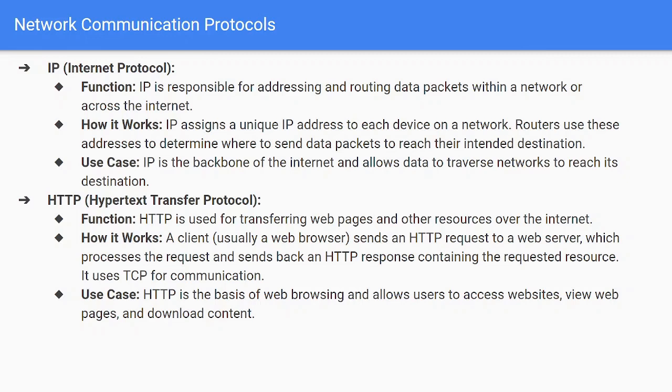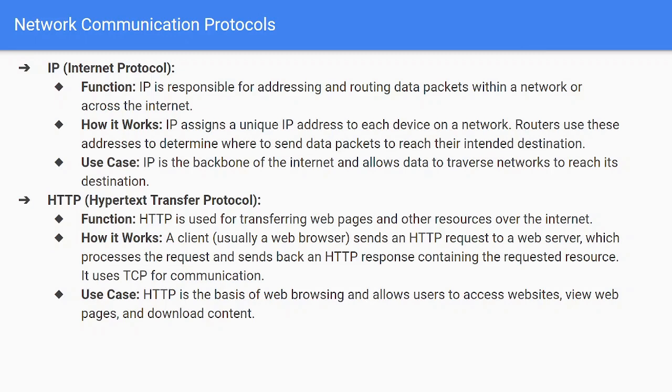So the use case: IP is the backbone of the internet and allows data to traverse networks to reach its destination. So with an IP address, even though we are not connected on the same network, we are connected to the internet, we can still communicate with one another.